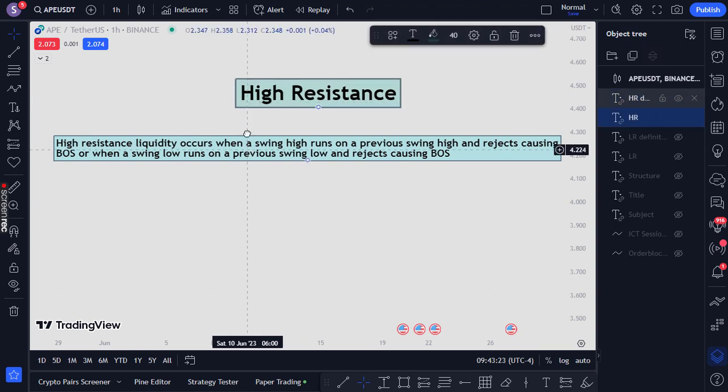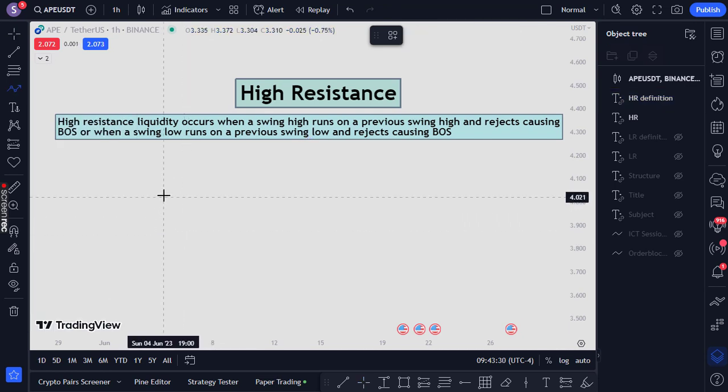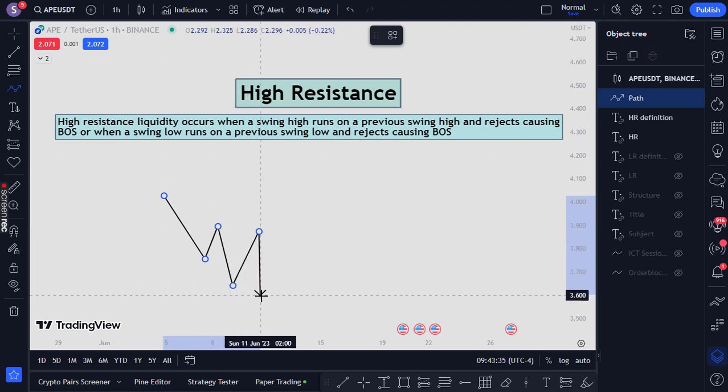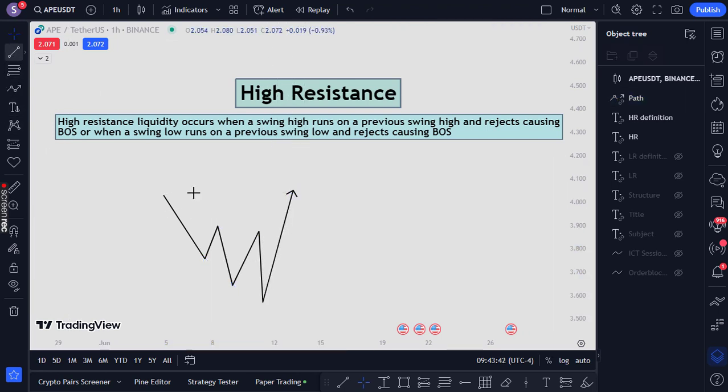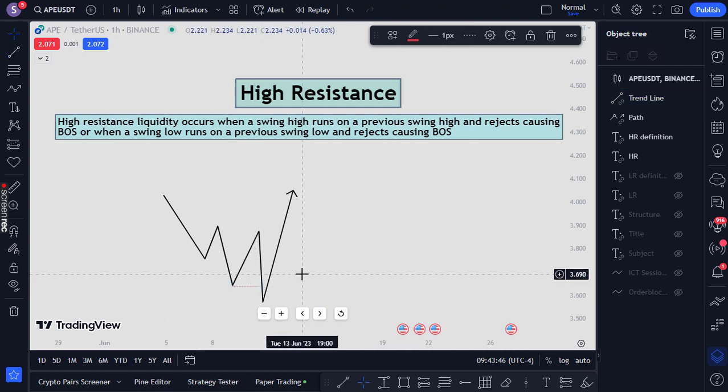Now, how does that look like in the market? It will be something like this. So maybe you have like this. So this swing right here run on this previous swing and then rejects immediately. So this one right here will become high resistance liquidity. I'm gonna show you the logic behind it on live examples, so don't rush.